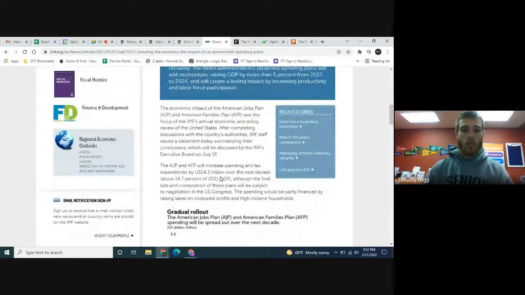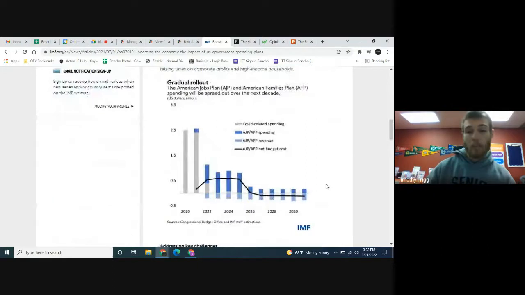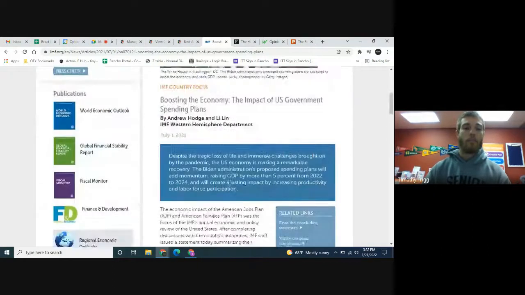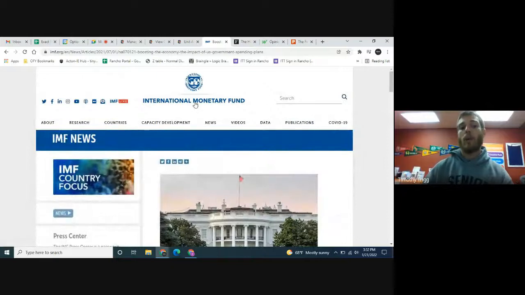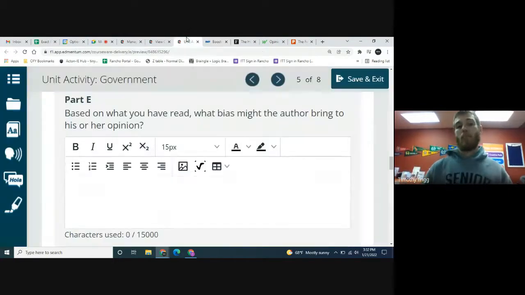Okay. So again, biases, there are always political biases, right? And you also might mention that there might be biases considering wherever this article was posted, right? So again, this was pro-government spending. This article we just went over was kind of pro-government spending.